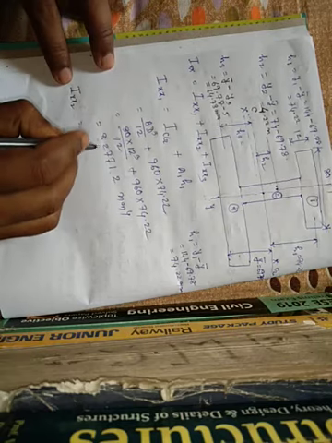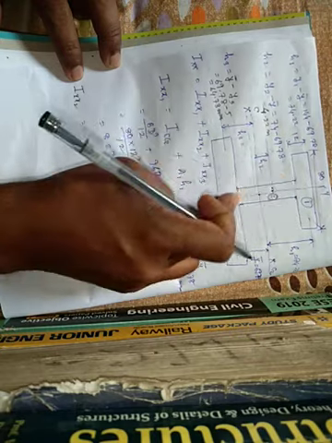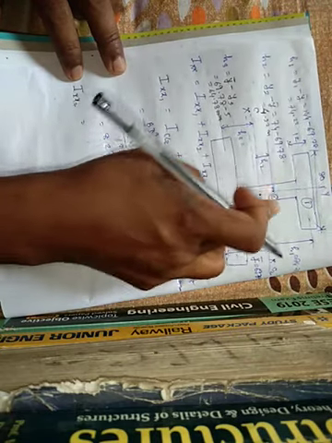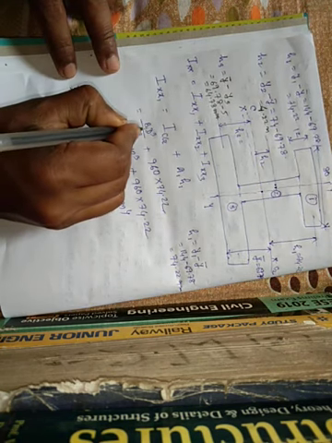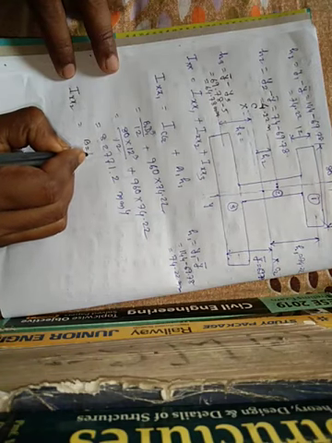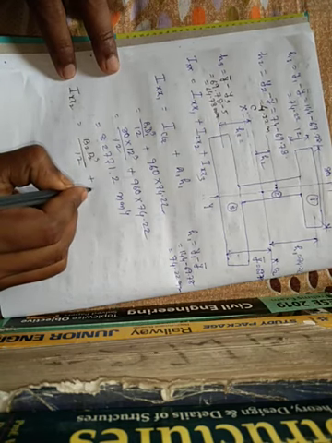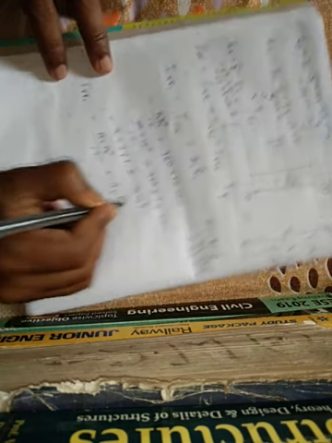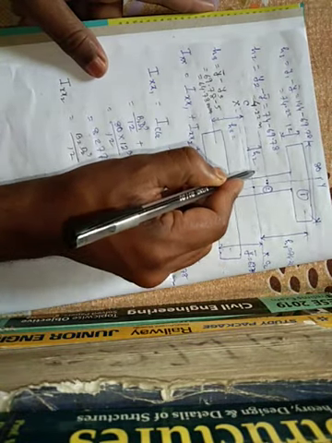Ixx2 is equal to the moment of inertia of this rectangle of the web section plus the area of the web section into h2 square. Say this is section 2, so b2 d2 cube divided by 12 plus a2 into h2 square. What is b2? b2 equals the thickness of the web. The thickness of the web is given as 12 millimeter.